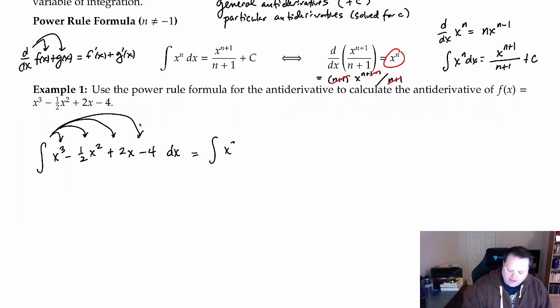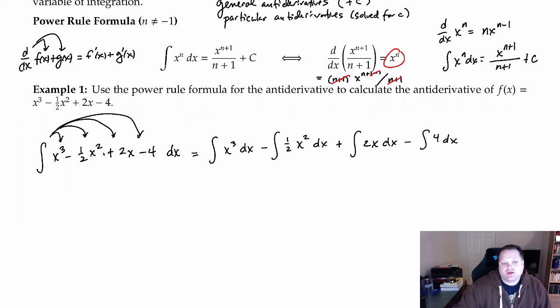It's the integral of x cubed dx minus the integral of 1/2 x squared dx plus the integral of 2x dx minus the integral of 4 dx. So you would distribute the integral to each piece. Now, upon doing so, notice that some of them still have constants inside. Like there's a 2 inside here, a 1/2 inside here.